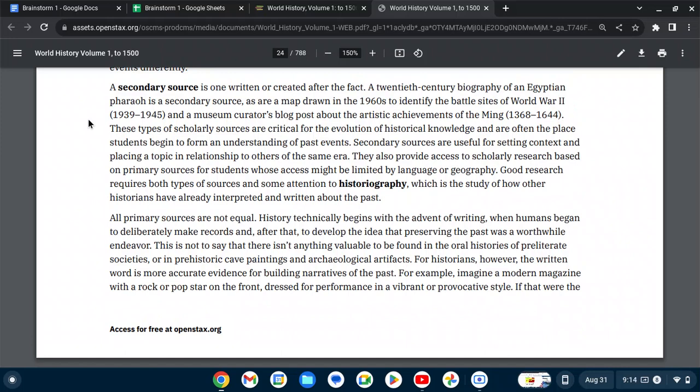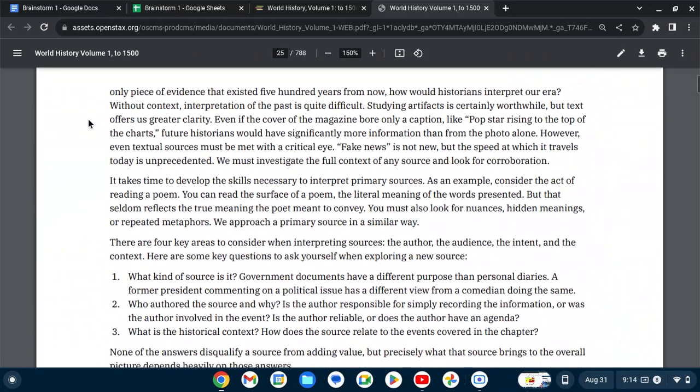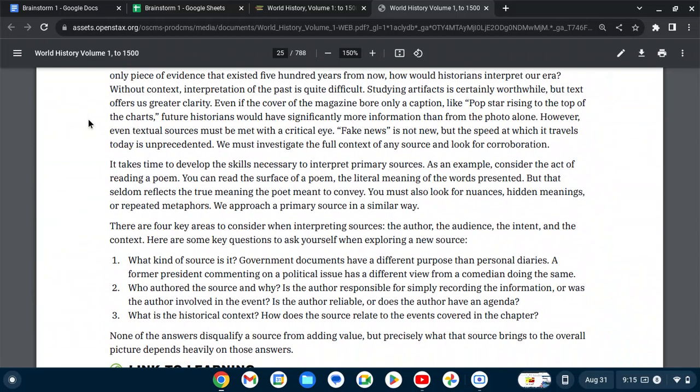For example, imagine a modern magazine with a rock or pop star on the front, dressed for performance in a vibrant or provocative style. If that were the only piece of evidence that existed 500 years from now, how would historians interpret our era? Without context, interpretation of the past is quite difficult. Studying artifacts is certainly worthwhile, but text offers us greater clarity. Even if the cover of the magazine bore only a caption like "Pop star rising to the top of the charts," future historians would have significantly more information than from the photo alone.